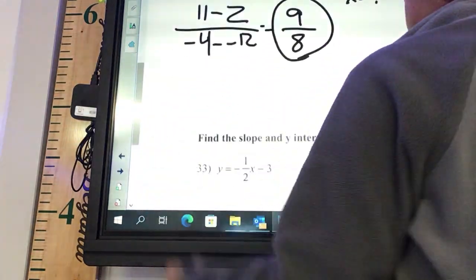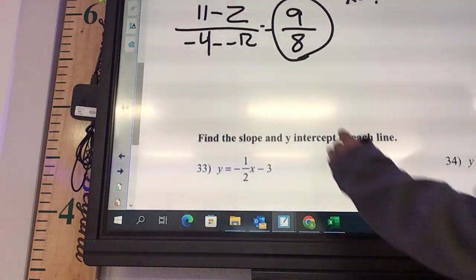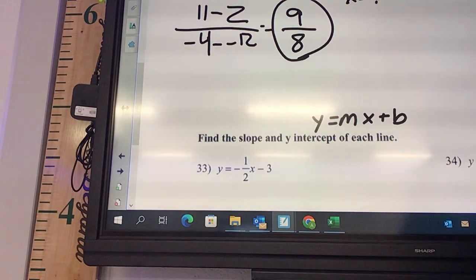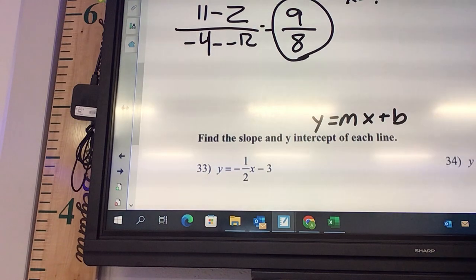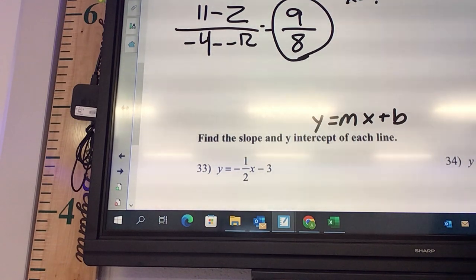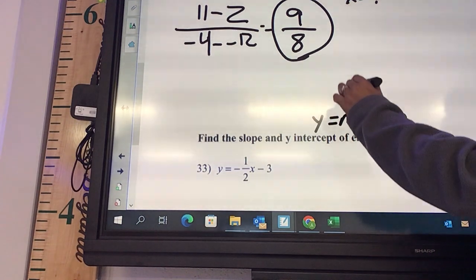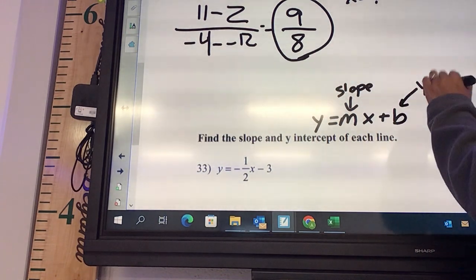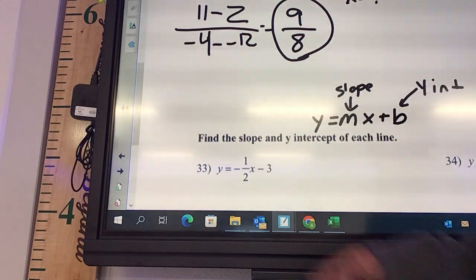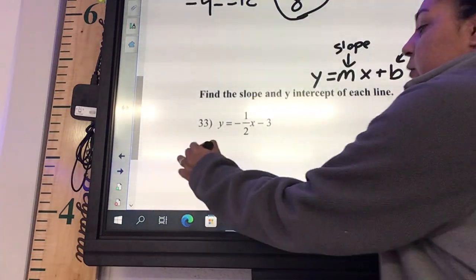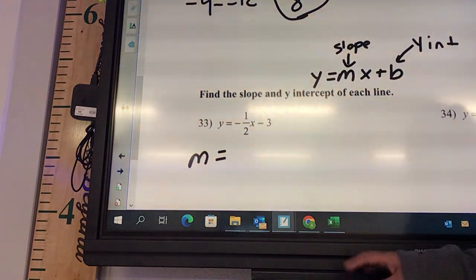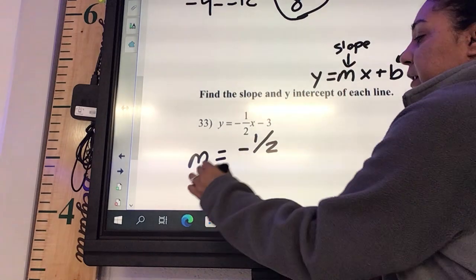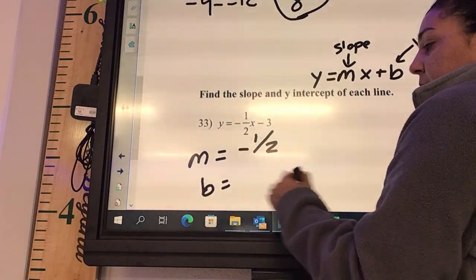The next one on here says find the slope and the y-intercept. It goes in this formula: y equals mx plus b. Which one of these is our slope? What letter do we use for slope? The m. So whatever's in this spot is our slope. Whatever's in this spot is our y-intercept. So on these, you're just going to say m equals, what is our m? What's in the m spot? Negative 1 over 2. What's in the b spot? Negative 3.